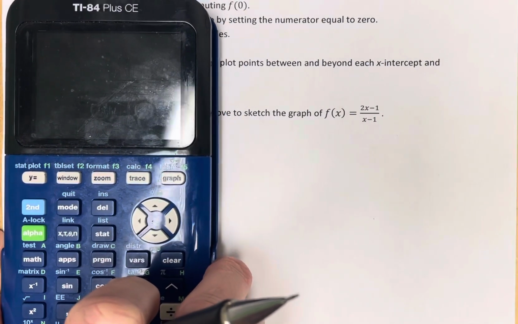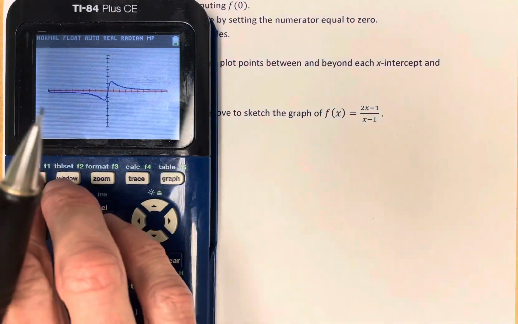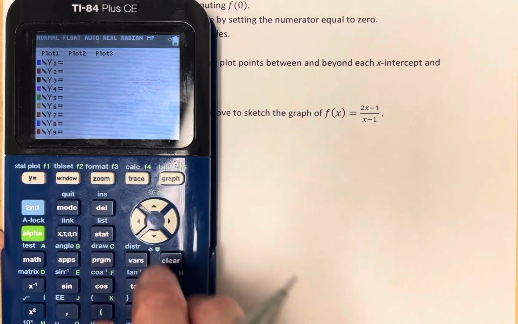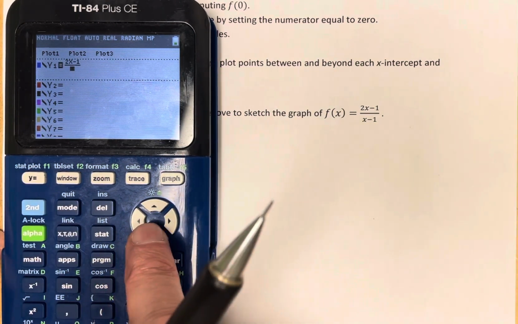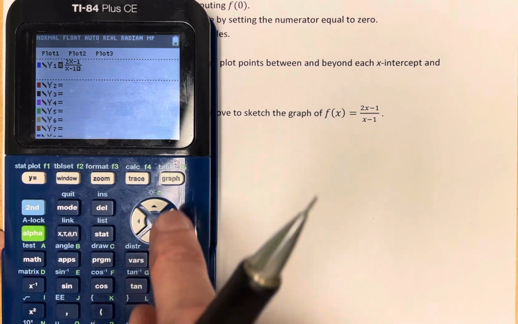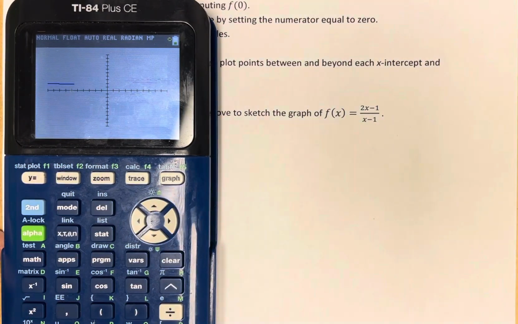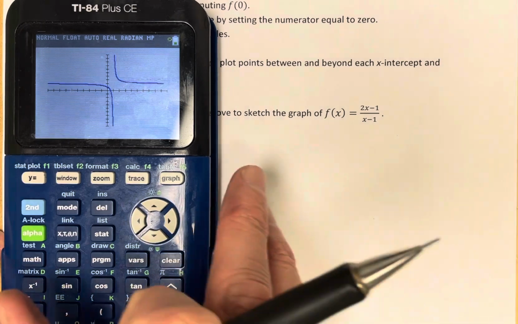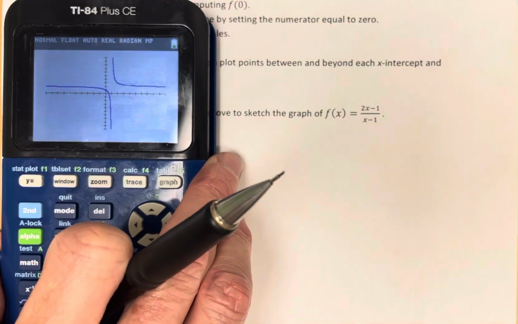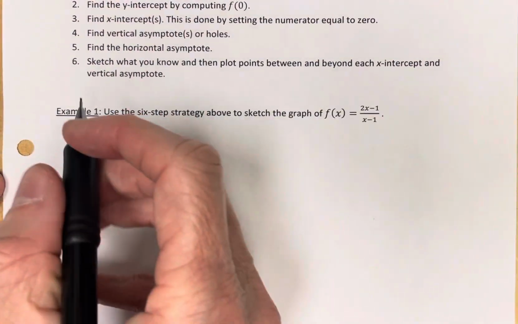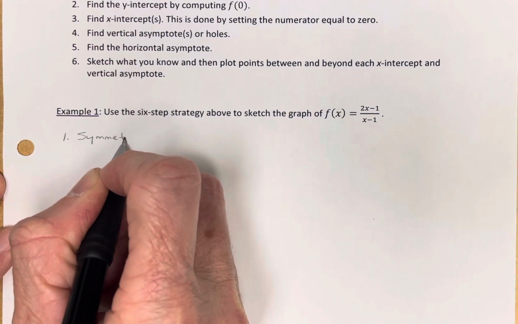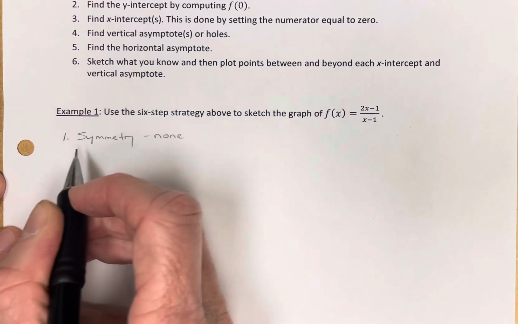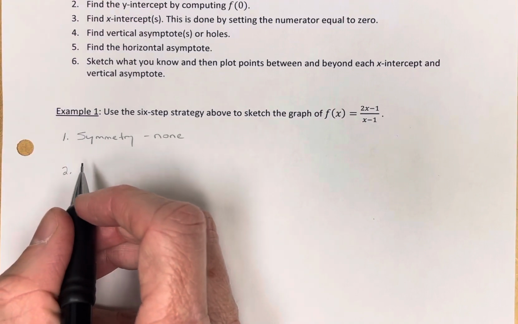First things first, we're going to see if we have any symmetry with our graph. Does our graph show any symmetry? 2x minus 1 over x minus 1. Let's see if we have any y-axis symmetry or any origin symmetry. And the answer is no. The graph does not show any origin symmetry or y-axis symmetry. So for step 1, symmetry, we have none.